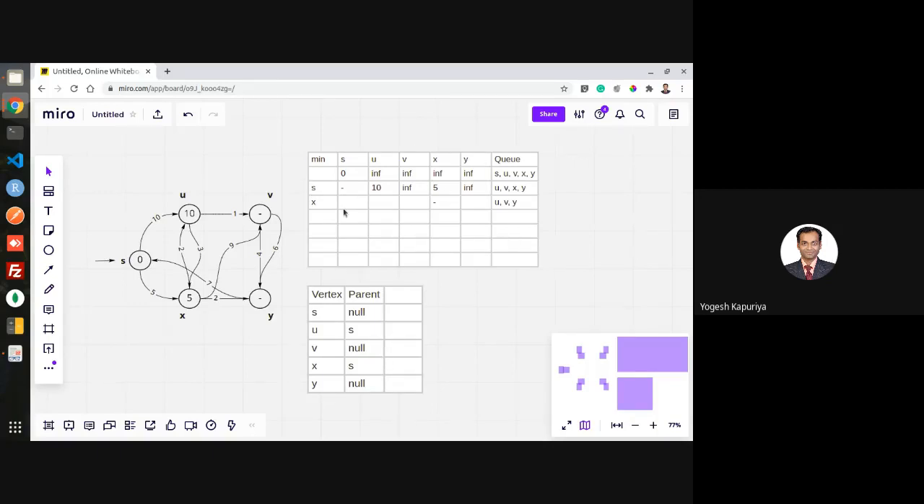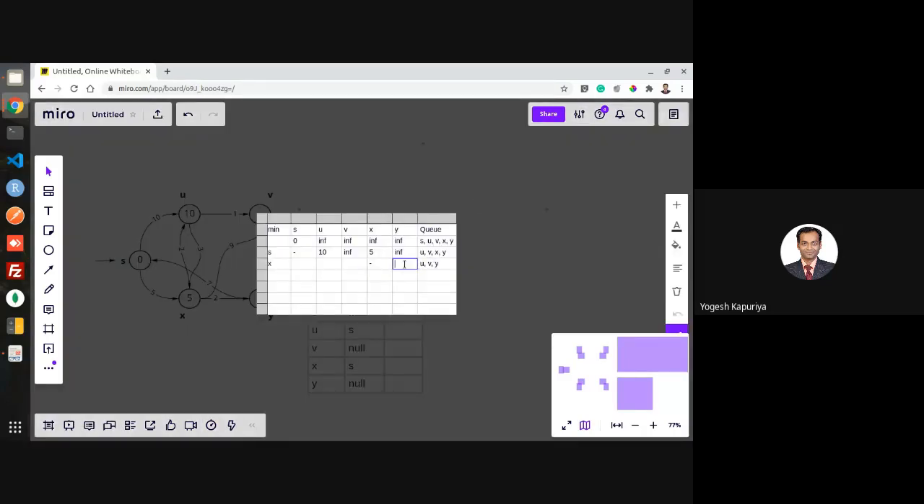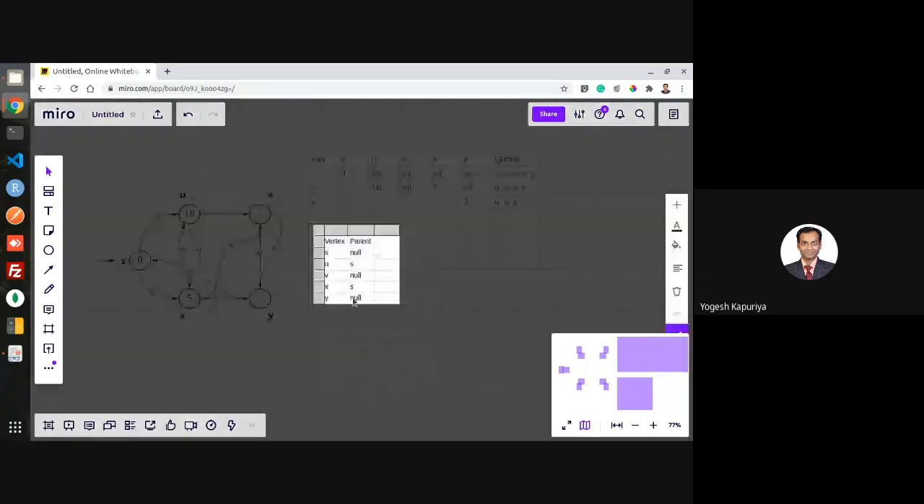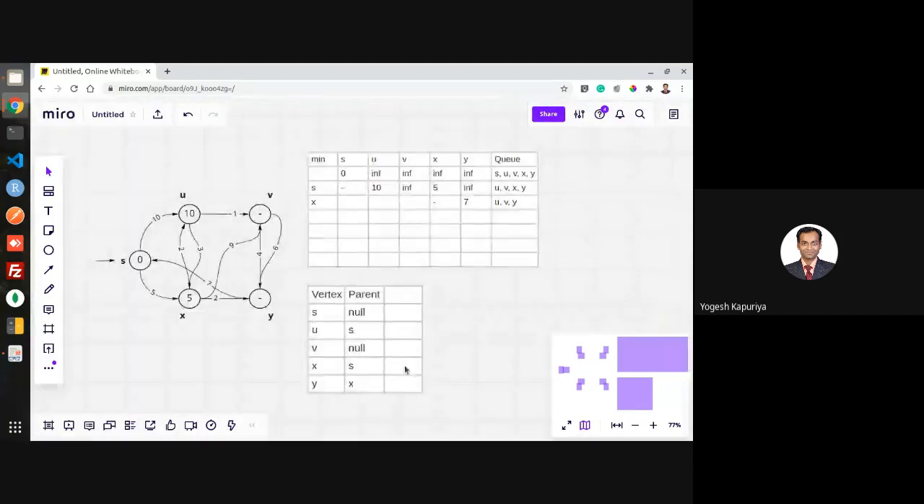This is the situation of Q. Now X is extracted. We are relaxing all the edges which are leaving X. So XY is there. The current weight of Y is infinity. So Y will change to 5 plus 2, that is 7, right? And the parent of Y will be changed to X. Similarly, there is another edge, XV: 5 plus 9, 14. This is infinity, so this will be changed to 14.